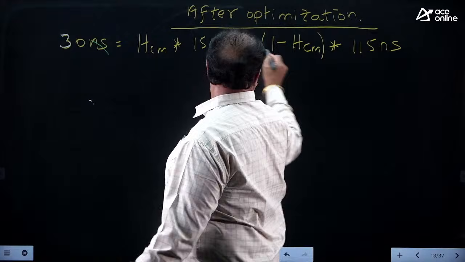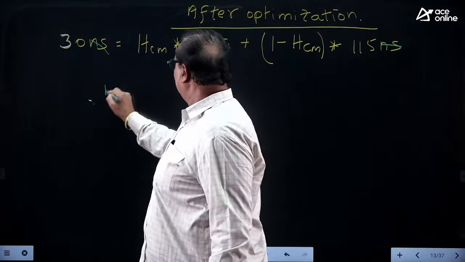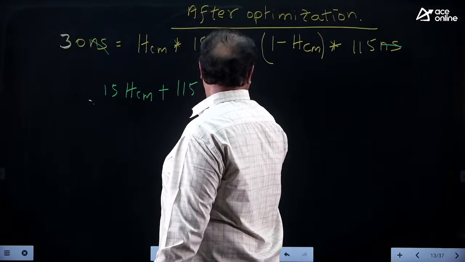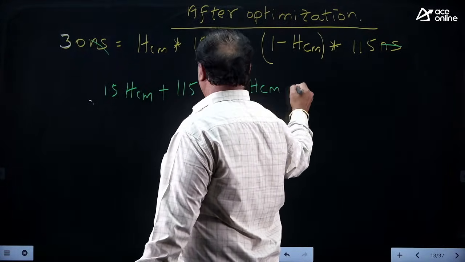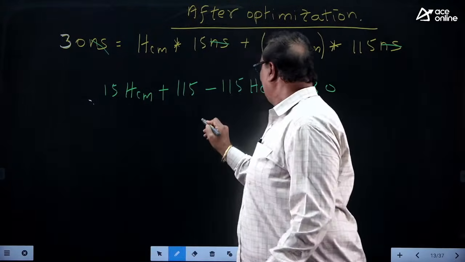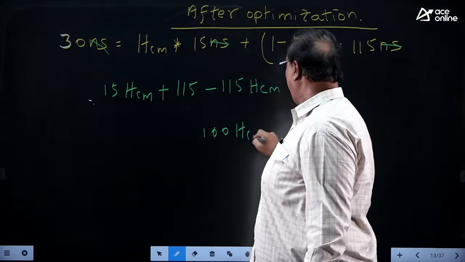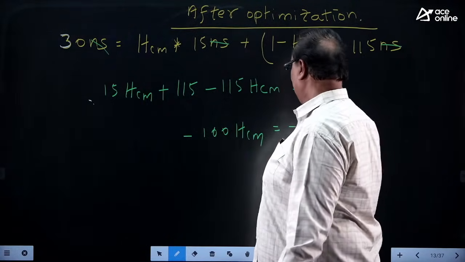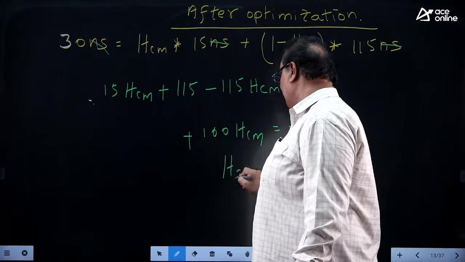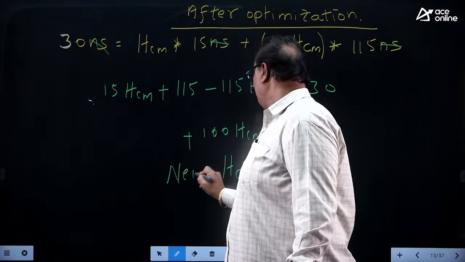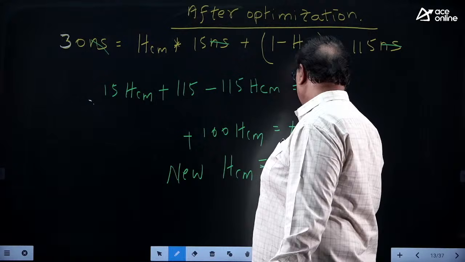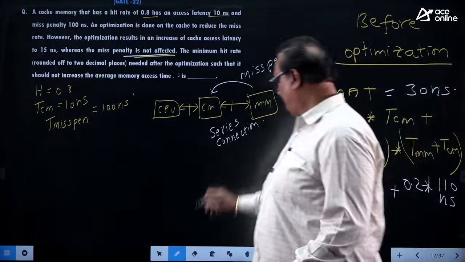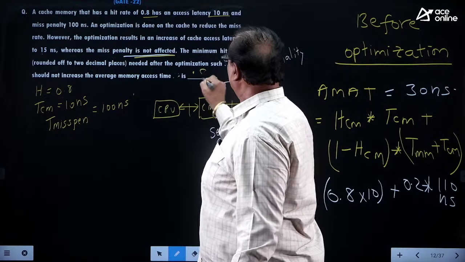all nanoseconds get cancelled. That's why 15 HCM plus 115 minus 115 HCM is 30. So finally, minus 100 HCM is equal to minus 85. That's why, what about HCM? New HCM is 0.85. So what should be our answer? 0.85.